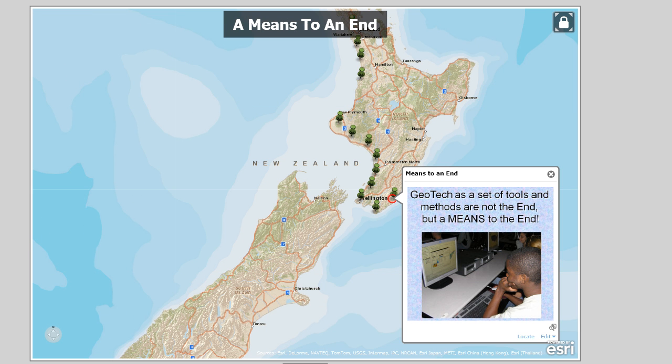Also, geotechnology as a set of tools and methods are not the end-all be-all, right? But they're a means to the end. What I mean by that is that final map that you or the students make is not the end of the story, right? It's meant to be a tool to understand a particular issue, whether it's coastal erosion or population migration or natural hazards such as hurricanes or volcanoes or tornadoes, right? It's that kind of thing that you're really seeking. The maps that you make with GIS and the spatial analyses that you do help your students to understand the bigger issue.